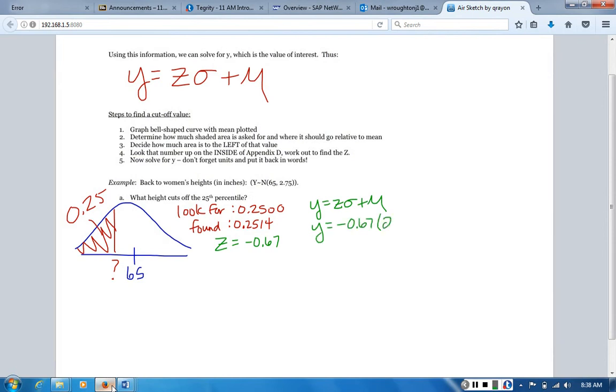My standard deviation was 2.75, and my mean was 65. So this time my y is going to be 63.16 inches. That makes sense for my picture as well, right? It's below 65. That's also a little bit more than 5'3", which is a reasonable height for a woman as well. So then this time I can say that 25% of women are 63.16 inches or shorter.